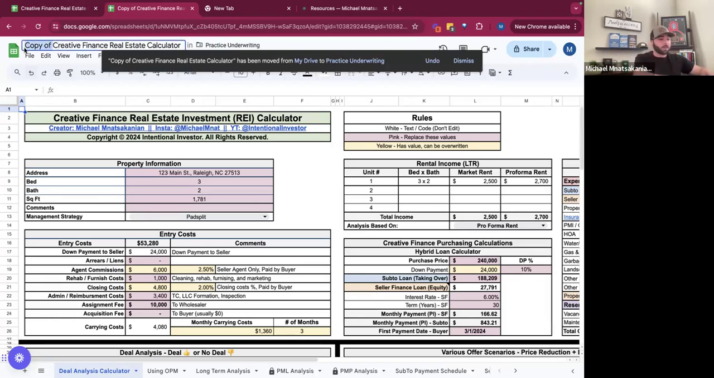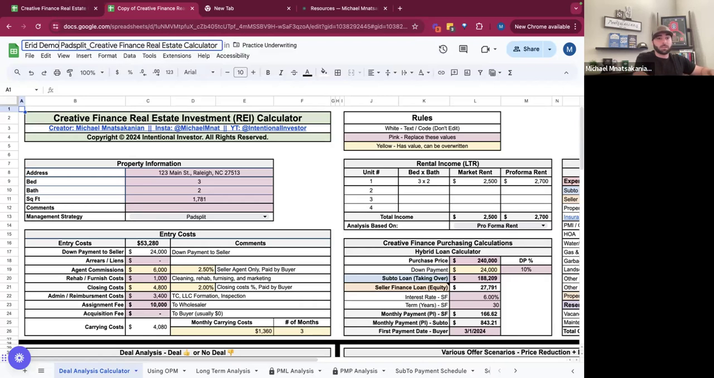And then I recommend changing the name. For me, I'm going to say Pad Split Demo Aaron. That's what I'm going to name it. I like to name it the city, or whatever the property address is, all that good stuff. So let's just get into underwriting real quickly.